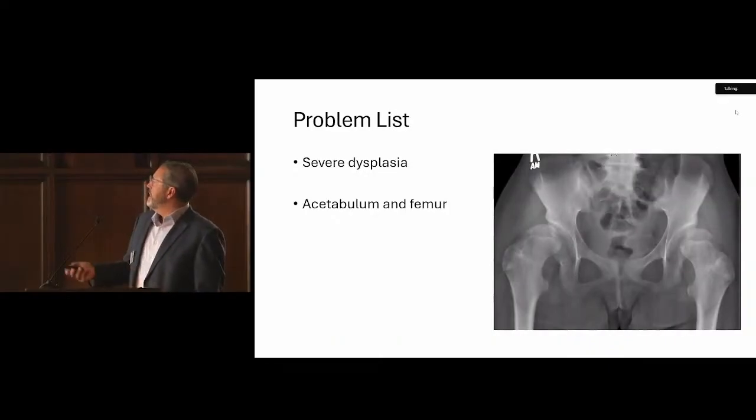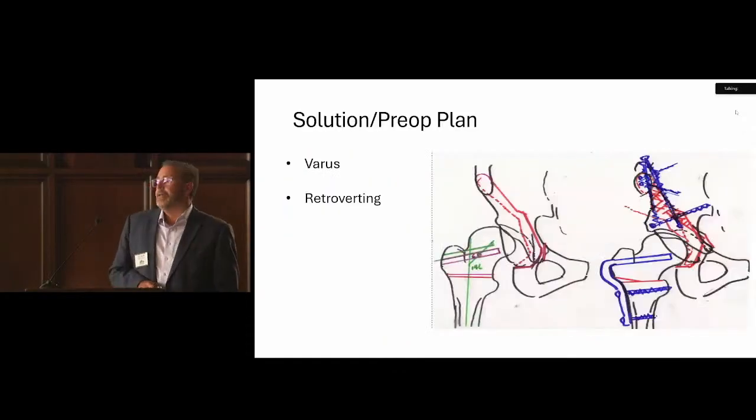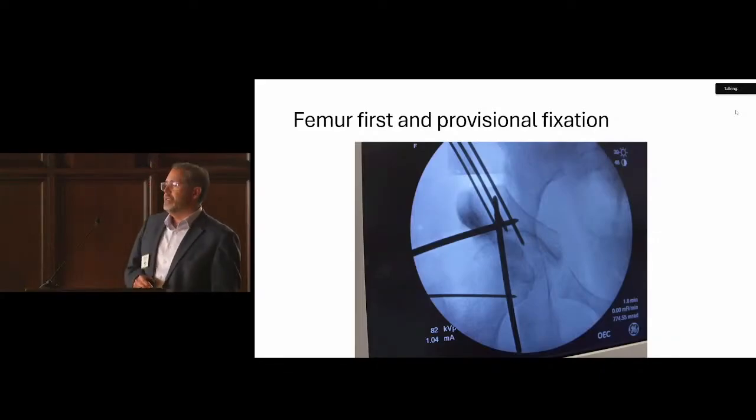This case was done actually about 15 years ago. Jeff Mast came and did both sides with me through a visiting professorship through the AO, and these are his great drawings. The plan was to address the acetabulum with a PAO, but also address the femur with varus and retroversion. We provisionally did the femoral osteotomy and pinned it, and then did the PAO and pinned it, just to try to increase congruency and minimize maybe overcoverage anteriorly.